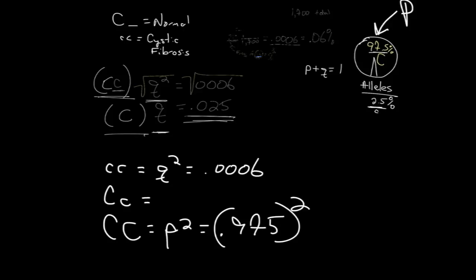0.975 squared. So 0.975 squared is, well, I got 0.95. Should I do it again? No, it's right. 0.975 squared is 0.95. So that's 0.95. Now look, some people are going to say, wait a minute, that doesn't make sense.